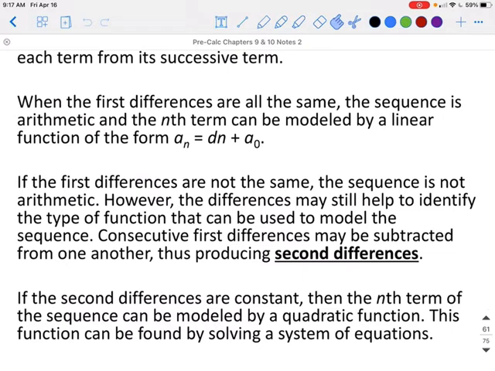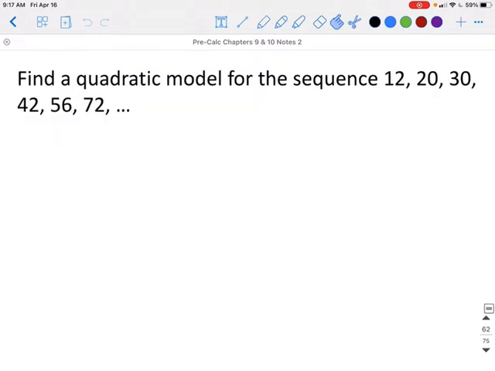If the first differences are not the same, the sequence is not arithmetic. However, the differences may still help to identify the type of function that can be used to model the sequence. Consecutive first differences may be subtracted from one another, thus producing second differences. If the second differences are constant, then the nth term of the sequence can be modeled by a quadratic function. This function can be found by solving systems of equations.